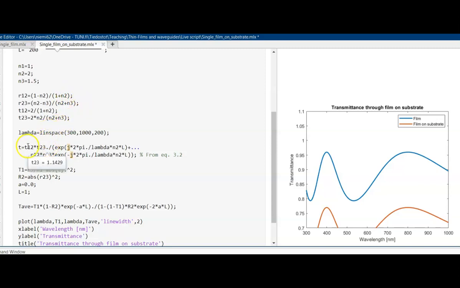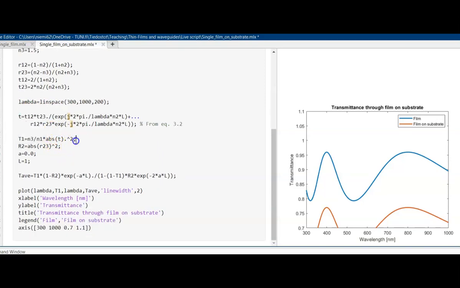With the thin film model, we calculate the transmission coefficient and transmittance of the first interface. Then from the Fresnel equation of the second interface, we'll get the reflectance. And finally, the total transmittance is calculated with the incoherent matrix model.